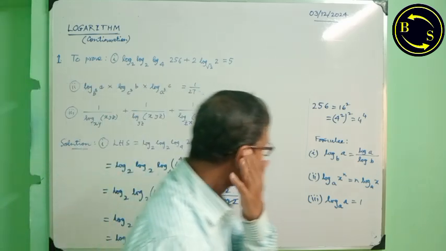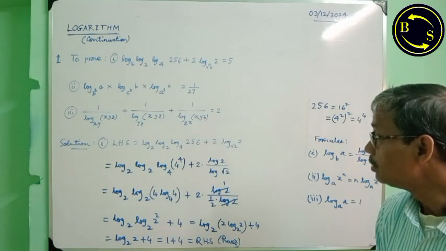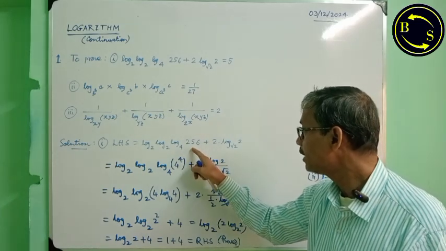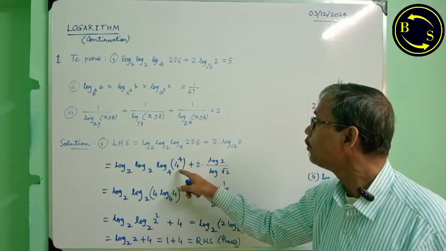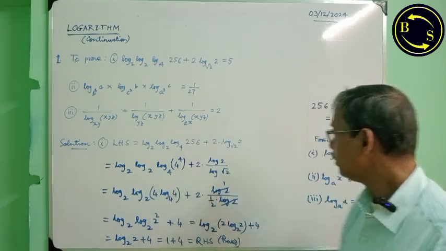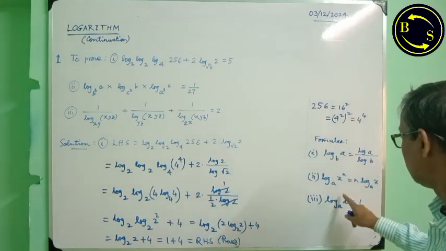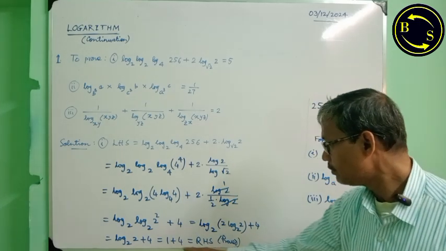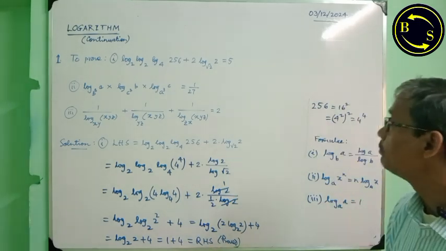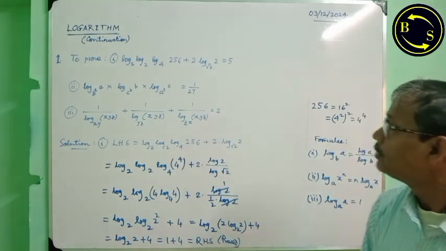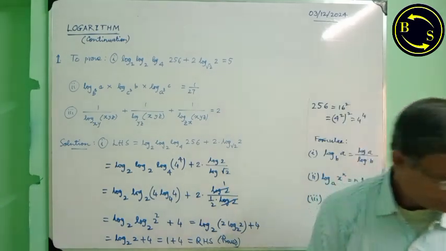Try to understand. First of all, this number has been expressed in the form of 4 or a power of 4 like this. Then we have applied this formula and moved on. Finally, we get 1 plus 4, that is equal to 5, the RHS part. Hence, sum number 1 is solved.